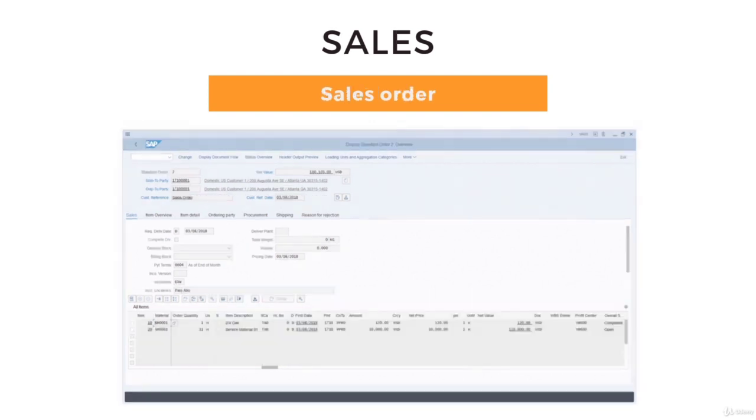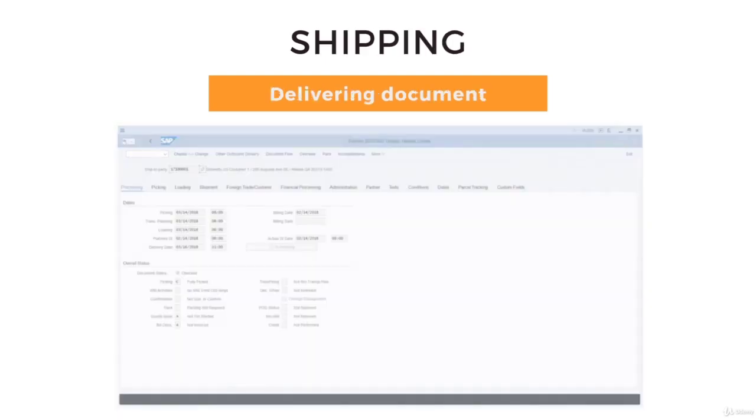Quotations turn into sales orders, and we'll look at a sales order in SAP. In this screenshot, we can see a sales order with a net value. Sales orders are very similar to quotations. You can actually create sales orders with reference to the quotations that are already in the system. This will bring over a bunch of information, like the sold to and shipped to parties, so you don't need to re-enter that information. After sales orders, our shipping documents are created.